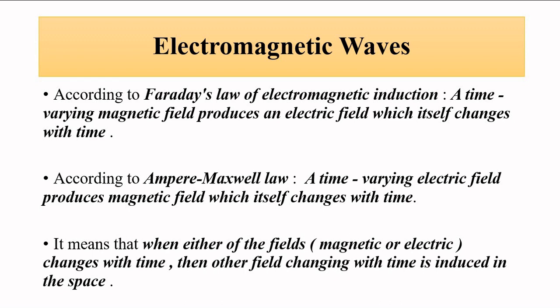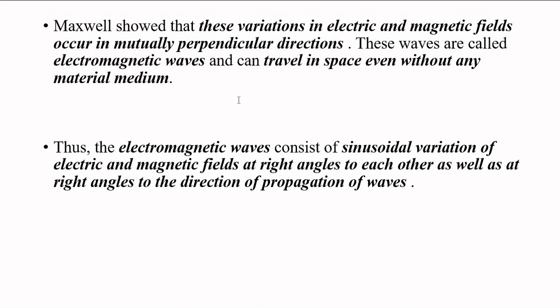So any change in either of the fields produces a kind of electromagnetic disturbance. And one important property of this is that these electromagnetic disturbances, which are in the form of oscillating or vibrating electric and magnetic fields, occur in mutually perpendicular directions. So basically, electromagnetic waves are sinusoidal variations of electric and magnetic fields which are in mutually perpendicular directions, at right angles to each other as well as to the direction of propagation of the wave.